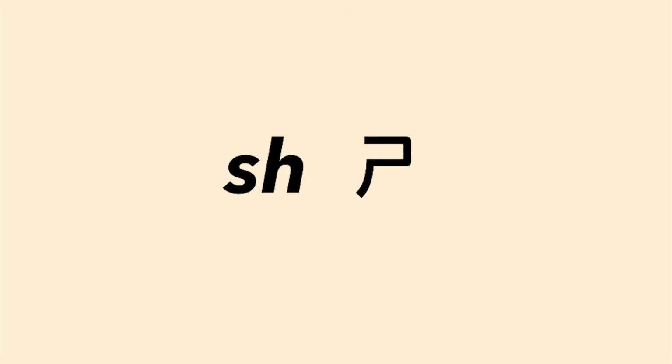The third one, just put your tongue in the right position and voice out. 诗, 诗, 诗. The final one is the same as in 诗, but you need to vibrate your vocal cords. 日, 日, 日.